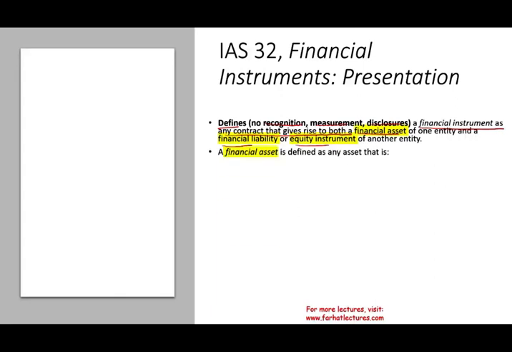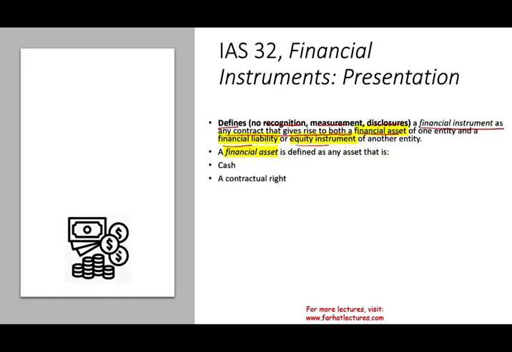So what is a financial asset? A financial asset is defined as any asset that's, obviously, cash. Cash is a financial asset, which we are all familiar with. That's easy. Next, a contractual right. What is a contractual right? Well, you have the right to receive another financial asset.